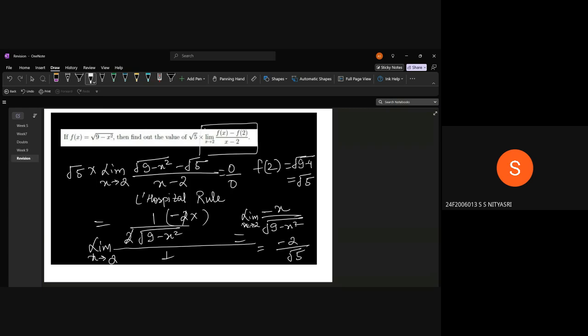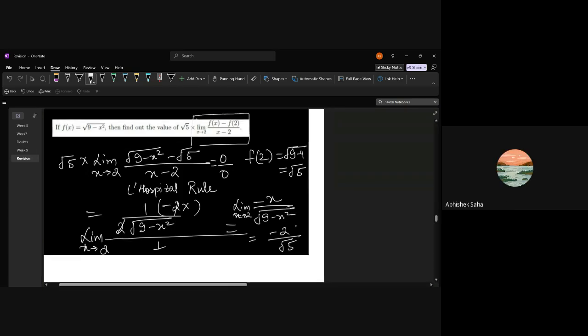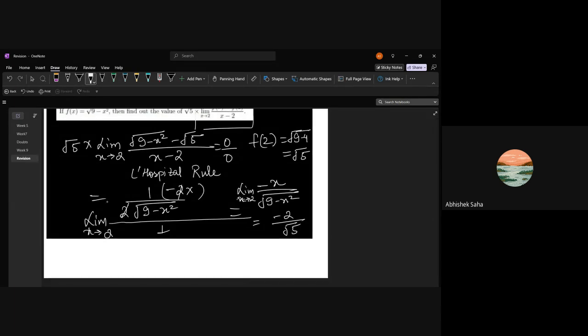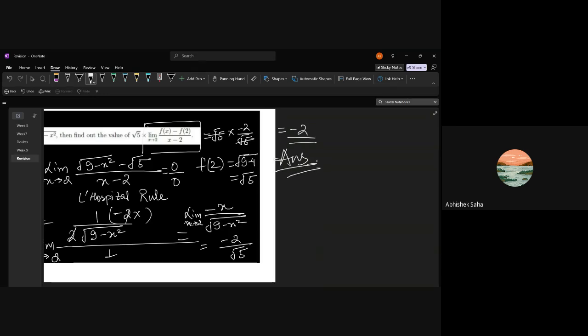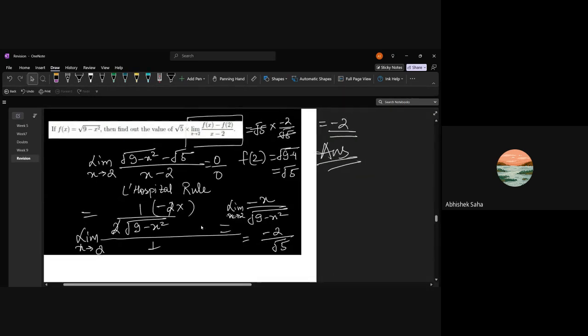Sir, can you please tell, cancel root 5, differentiating part minus 2 is again the answer? Okay, yeah, I have missed. I have just calculated here. We have to multiply with this. Okay, let me remove this. Now we have to put it in this way. The answer will be root 5 into minus 2 upon root 5. Root 5 will cancel out. This will write minus 2 is the answer. Okay, someone is asking anything? Tell me.